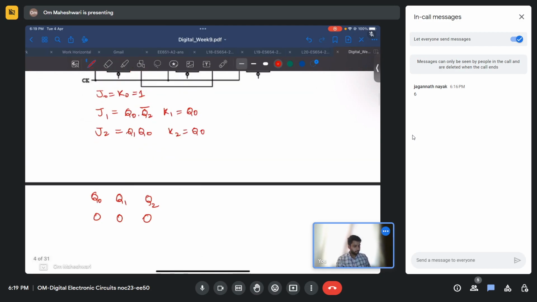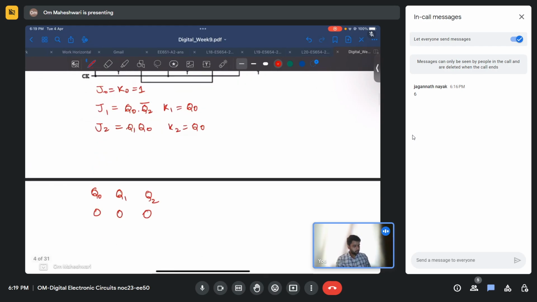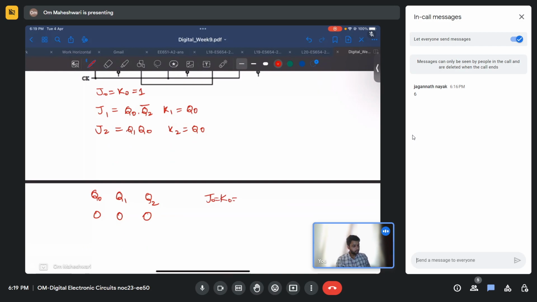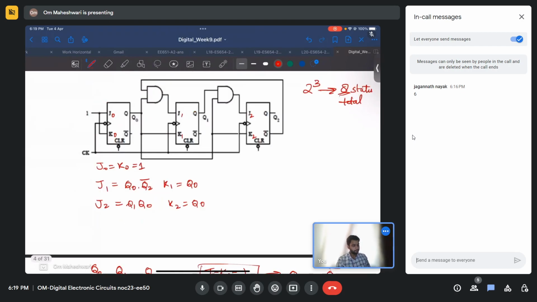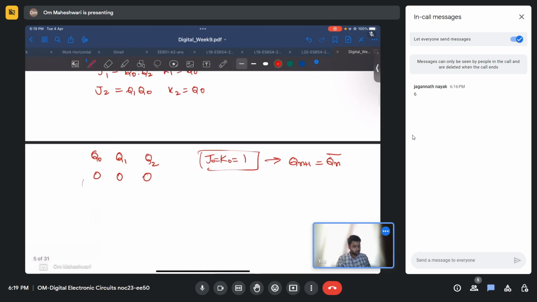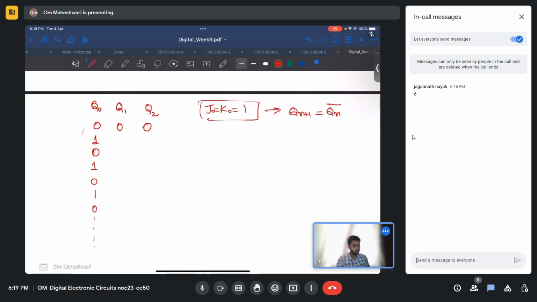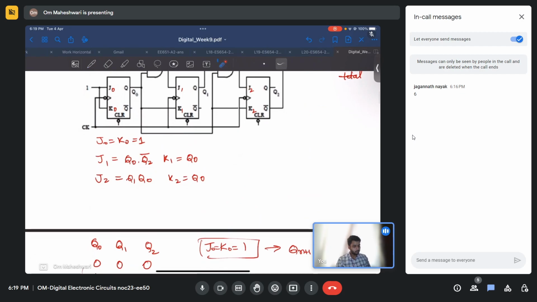J0 and K0 are always 1. So in a JK flip-flop, whenever both inputs are 1, Qn plus 1 equals Qn bar, right? It will flip. So Q0 will keep on flipping on every cycle because J0, K0 are always 1. So next cycle it will be 1, then 0, then 1, 0, like this. It behaves like a T flip-flop. When we short J and K, it becomes a T flip-flop, if you remember.